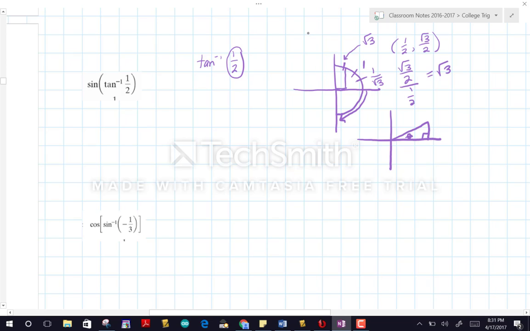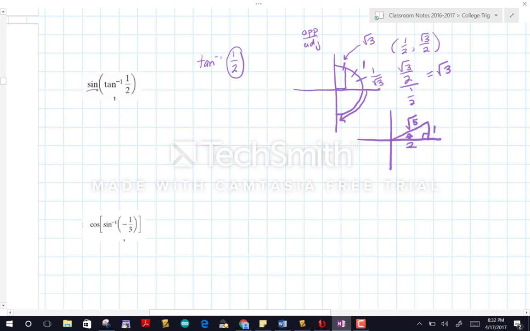And remember that tangent is opposite over adjacent. And so because we know that the tangent is 1/2, this is going to be my opposite, and this is going to be my adjacent. And then I can use the Pythagorean theorem to figure out that my hypotenuse is root 5.